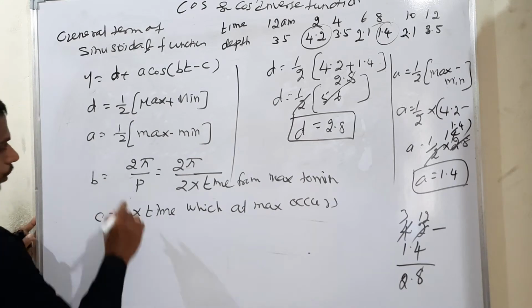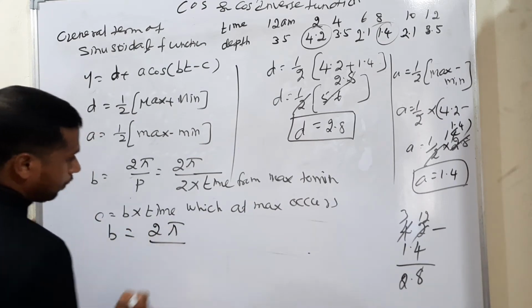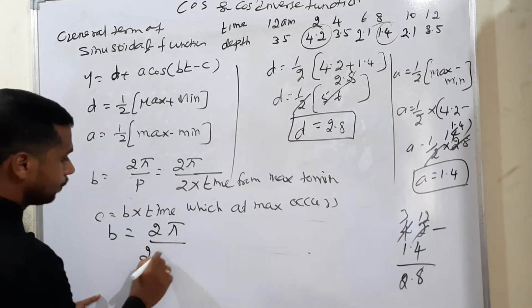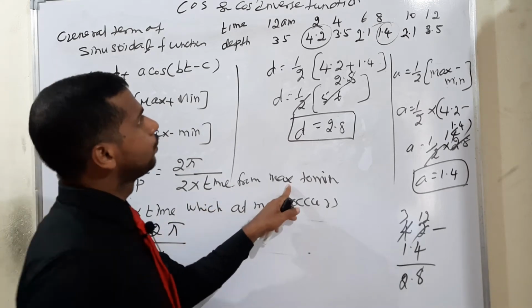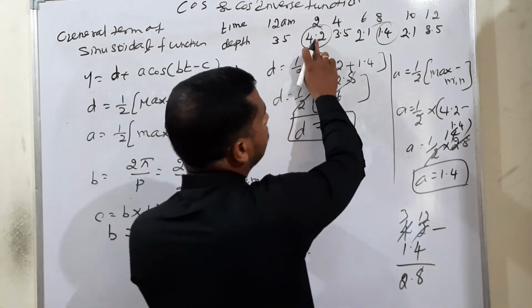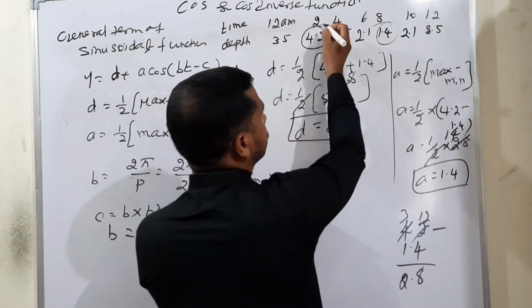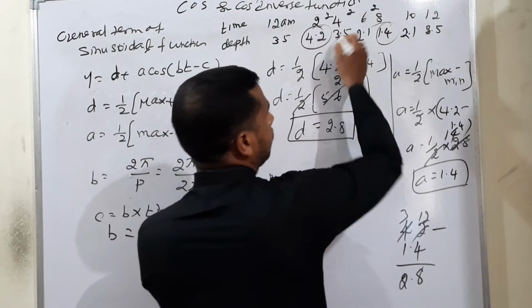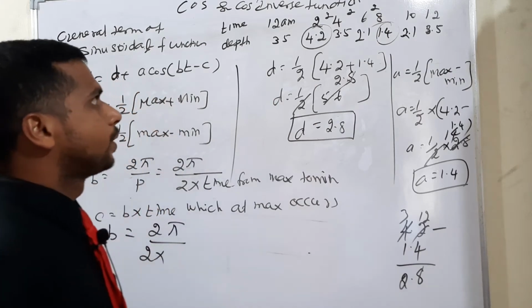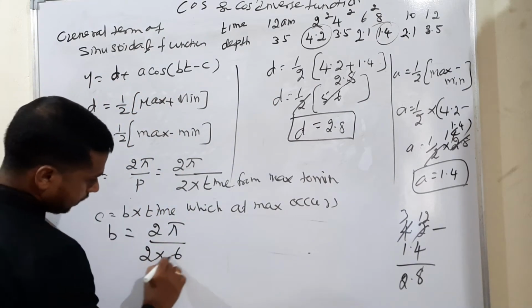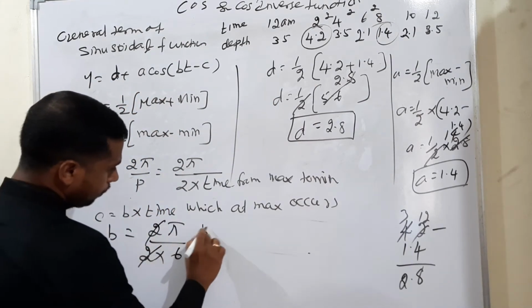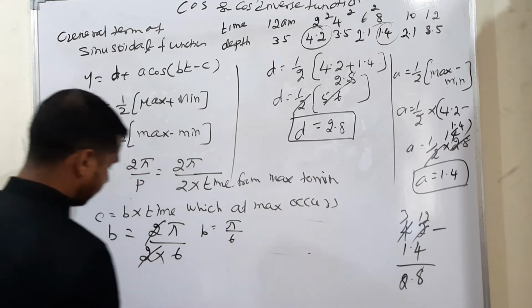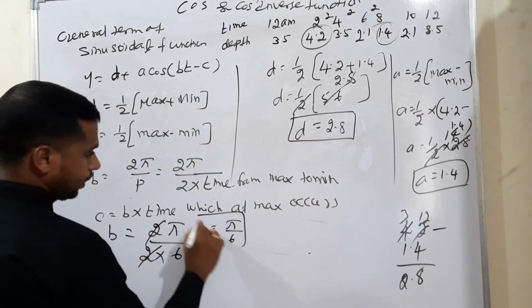So B is equal to 2 pi by 2 into time from maximum to minimum. So maximum to minimum means 4.2 to 1.4. Starting with distance 2, here also distance 2. So 2 plus 2 plus 2 is equal to 6 will come. Again 2 cancels, so the B value is equal to pi by 6. This is called B.